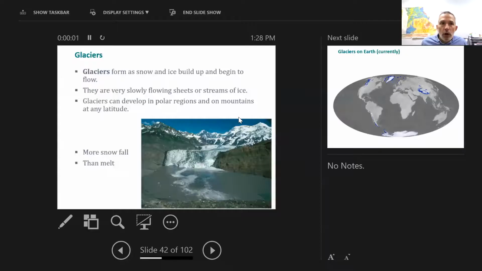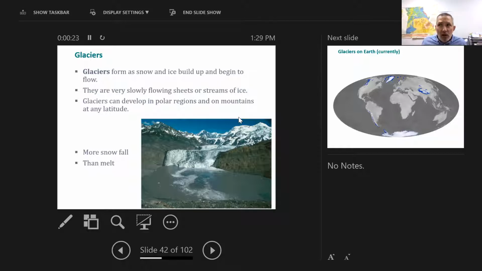As we're getting started on glaciers, a glacier is defined as snow or ice buildup that has begun to flow. And in order for a glacier to occur, you need areas that have more snowfall than melting. Over time, that glacier is going to get thicker and thicker and thicker, and eventually it will start to flow.